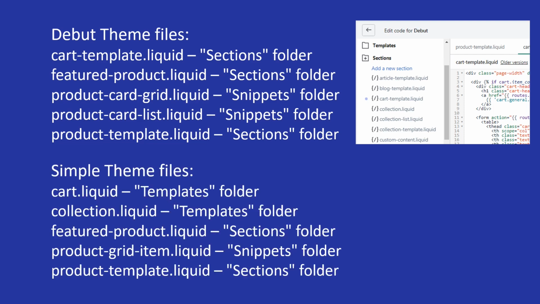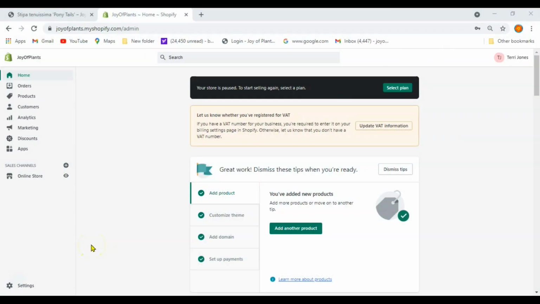This slide lists the liquid files we supply and the Shopify folder that you will find them in. I'll now log into our Shopify site and show you how to update the first liquid file for the Debut theme. The same process is used for all the liquid files, so I only need to show you the first one of them. Here we are in our Shopify admin page in Chrome, our browser.